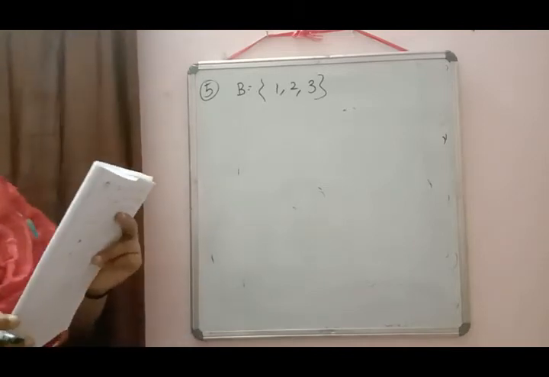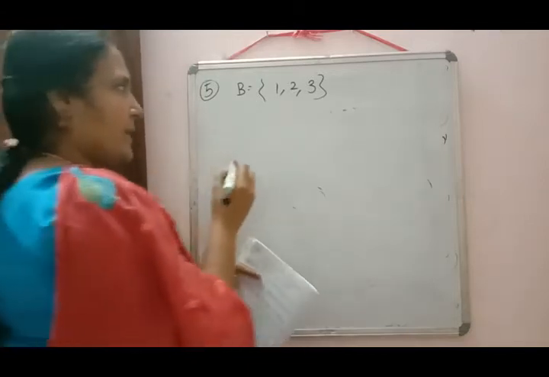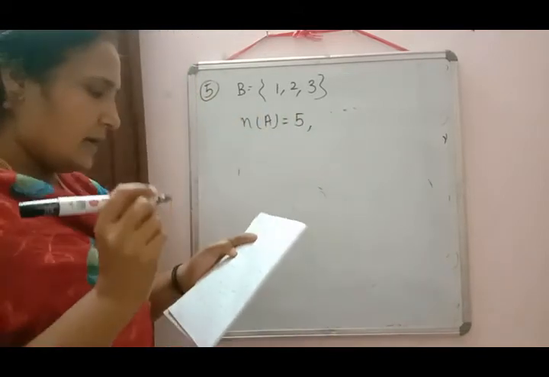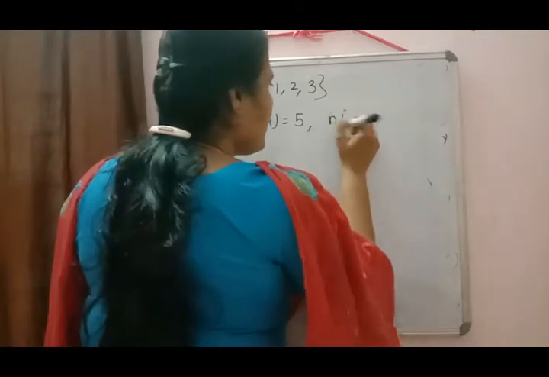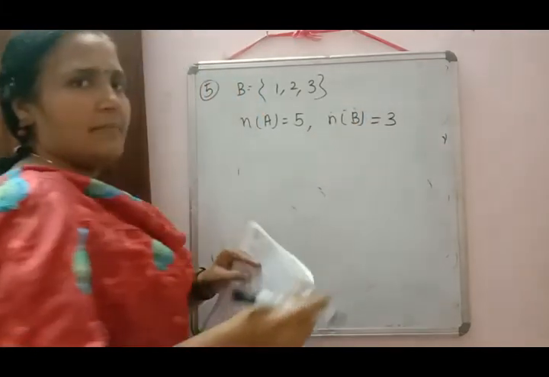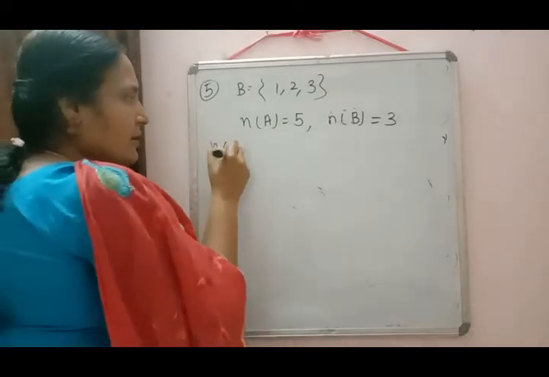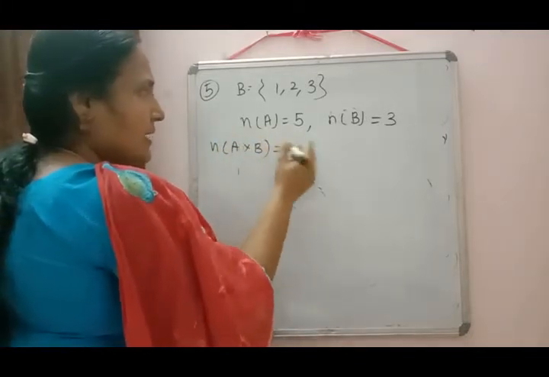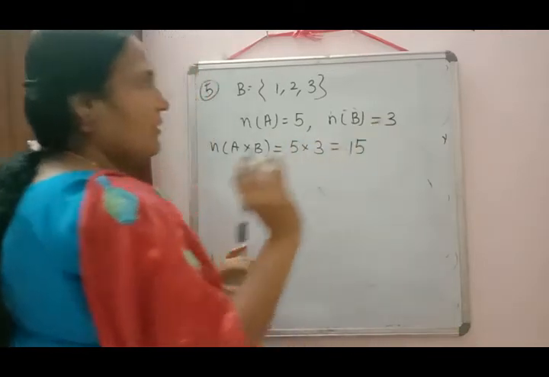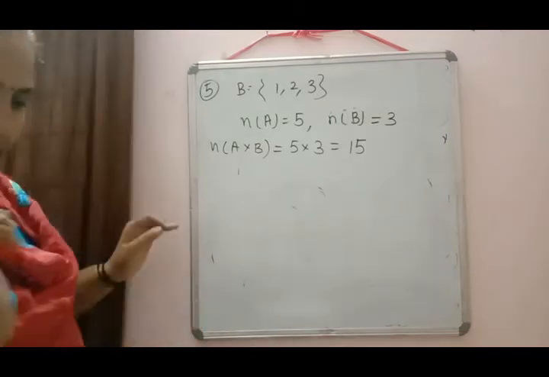Question written? Okay. Now already in the question it is given, the set A has 5 elements. So number of elements in set A is equal to 5. And how many elements are there in set B? Set B is 1, 2, 3, so we have 3 elements here. Then how many elements will be there in A cross B? Number of elements in A cross B will be equal to 5 into 3, so it will be equal to 15. This much only you have to write. Clear? Okay. Now write the next question.